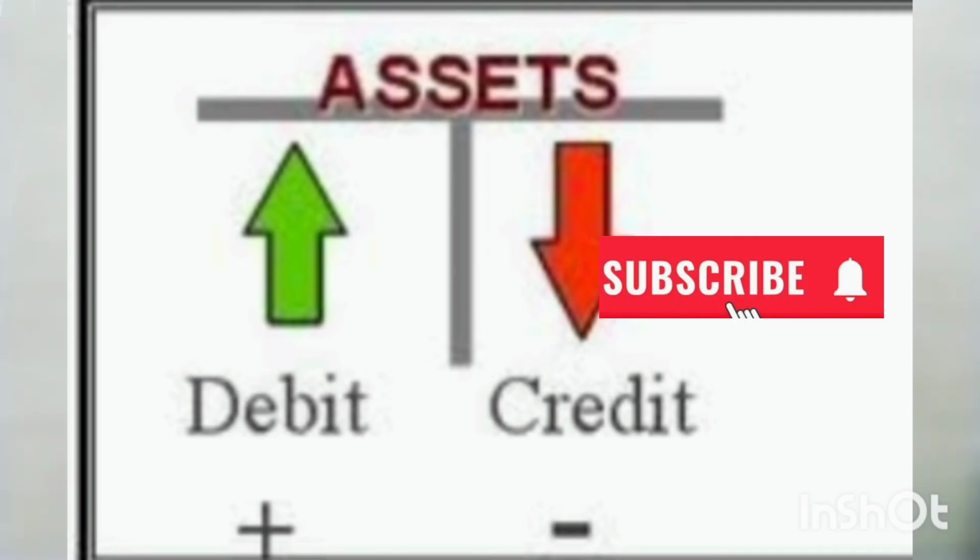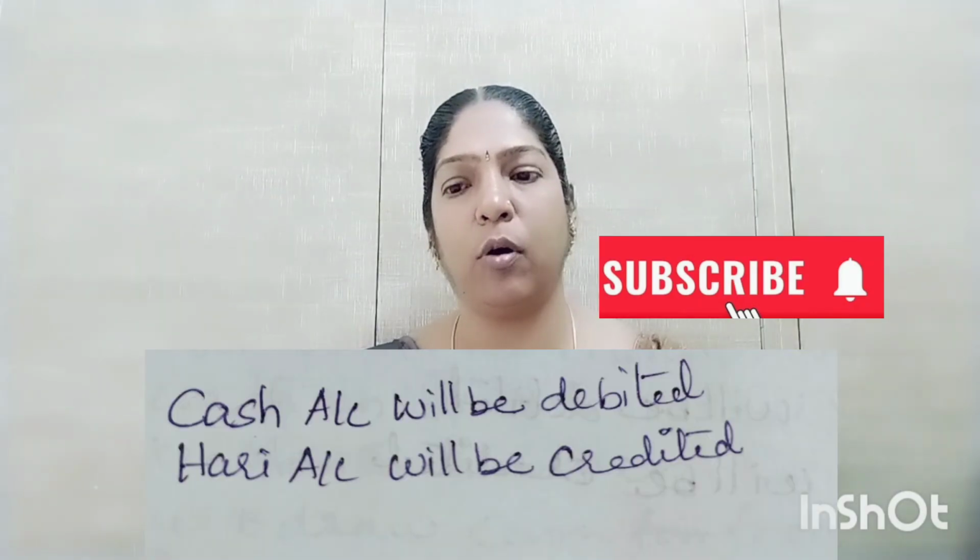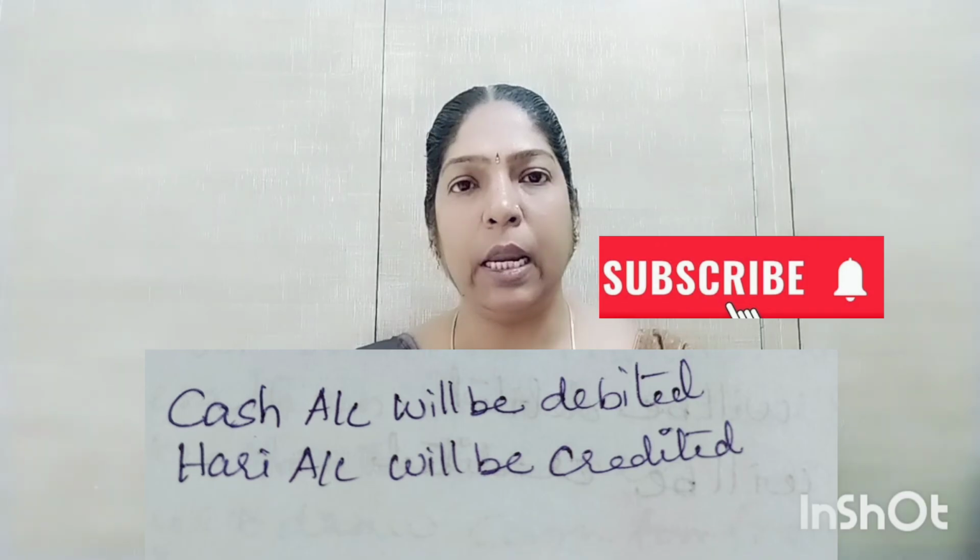Now we received money from Hari. Do assets increase or decrease? Yes, assets will increase. If assets are increasing, what do we have to do? As per the rule of asset, if assets increase, we have to debit the asset account. So we have to debit the Hari account. Hari account will be debited. Now we present these two accounts in the journal entry. What are they? Hari account will be debited and cash account will be debited.